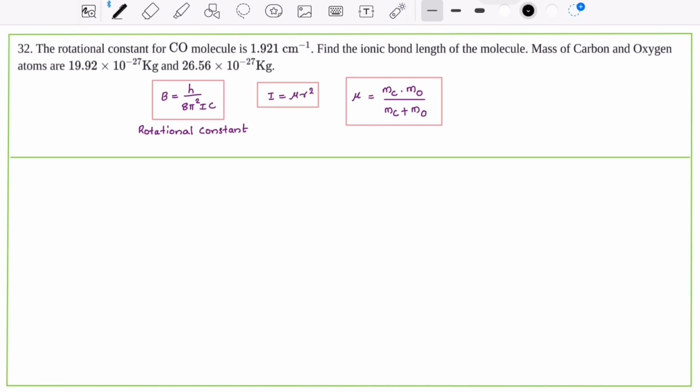In the present problem, the rotational constant for carbon monoxide molecule is given. We have to find out the bond length. Here you have to use the relation. The rotational constant B is equal to h by 8π²Ic, where I is equal to μr². It is given that B is equal to 1.921 centimeter inverse and that is equal to 192.1 meter inverse.